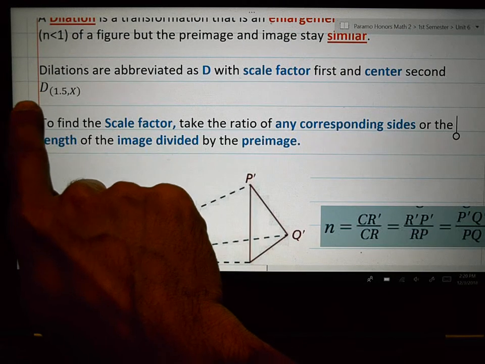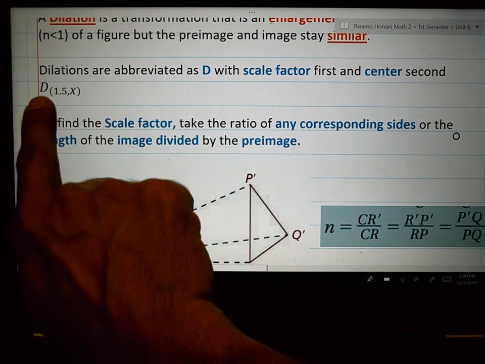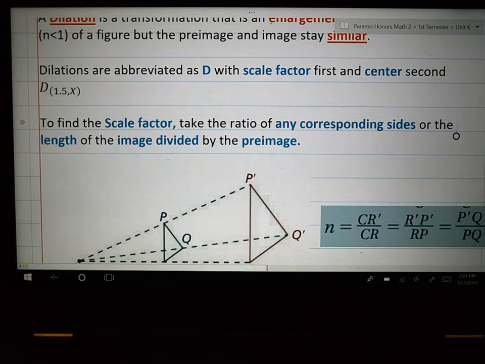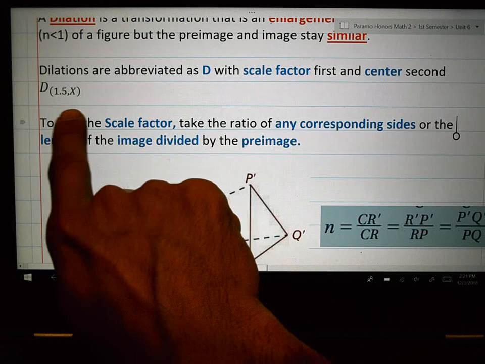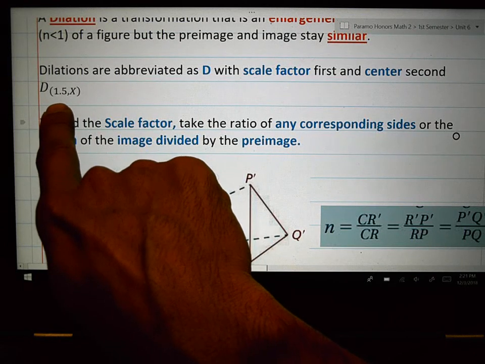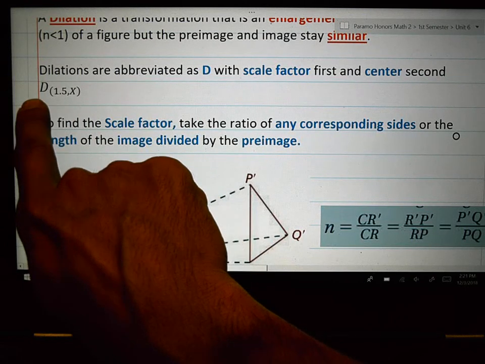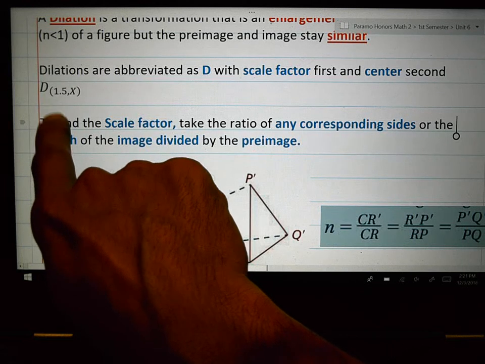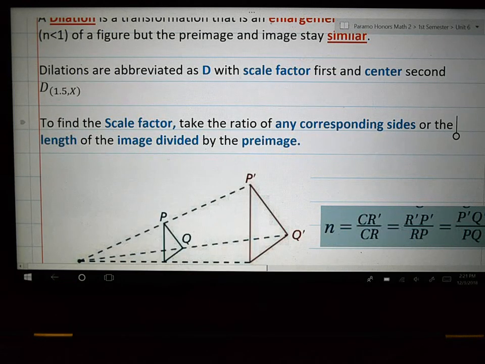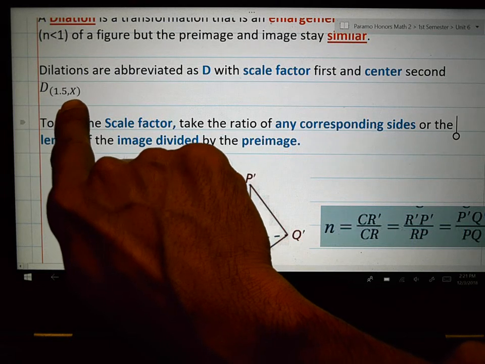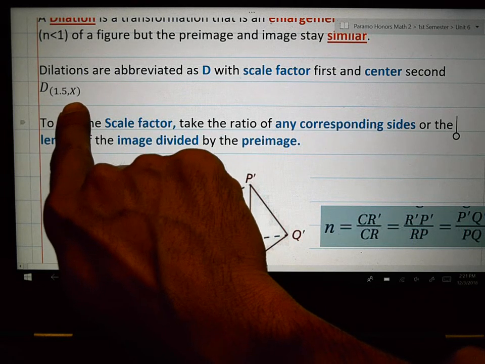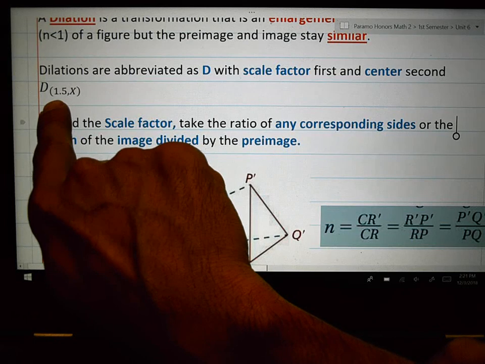Our textbook, and I believe the worksheet that I passed out to you, uses a capital D, and the capital D stands for a dilation. And then they usually will give you a number inside parentheses, and that number represents what your scale factor is. So when I see big D with the 1.5, that's telling you that your scale factor is 1.5 times bigger than what the original shape was. The center is sometimes given. Not always, just sometimes. If there's a number, that is your scale factor.